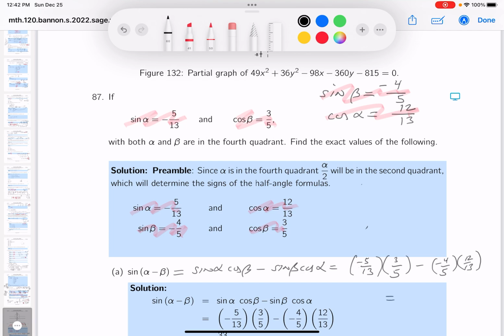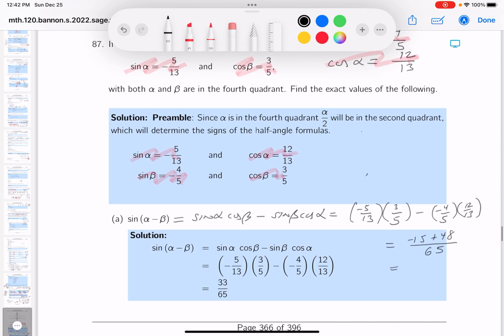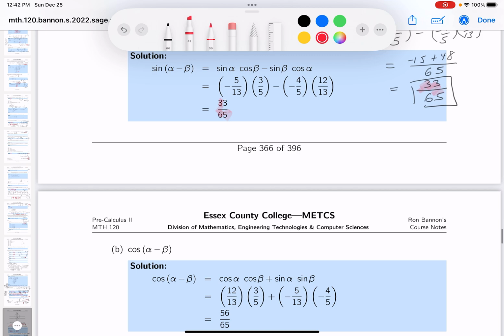Well, I get a common number 65. I get minus 15. And let's say it's going to be plus 48. All right, let's just do the arithmetic over there. Common number is 65. And what do you get there? 33/65. Let's look at the key, make sure we got that answer. All right, it's going to be another question over here. Let's see what the next one is going to be.